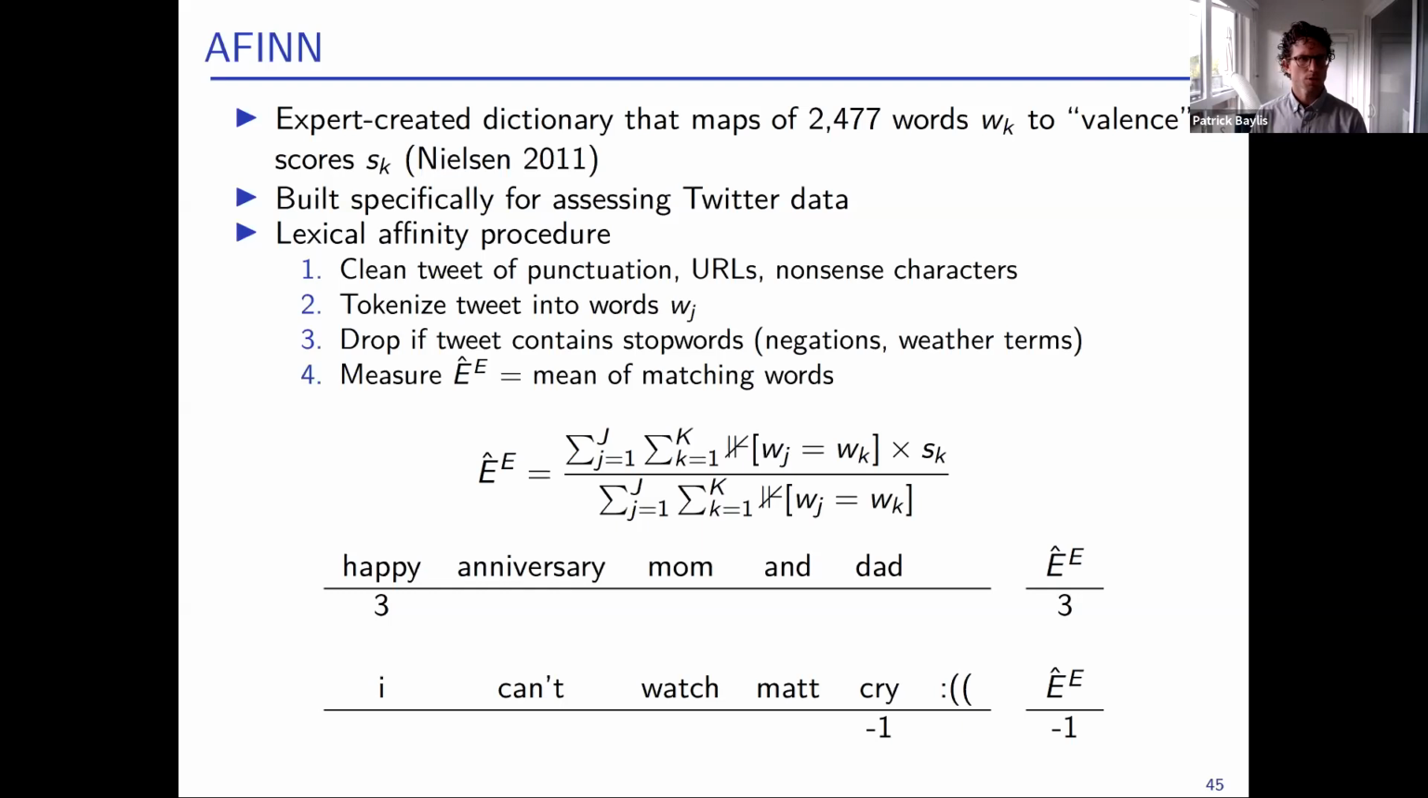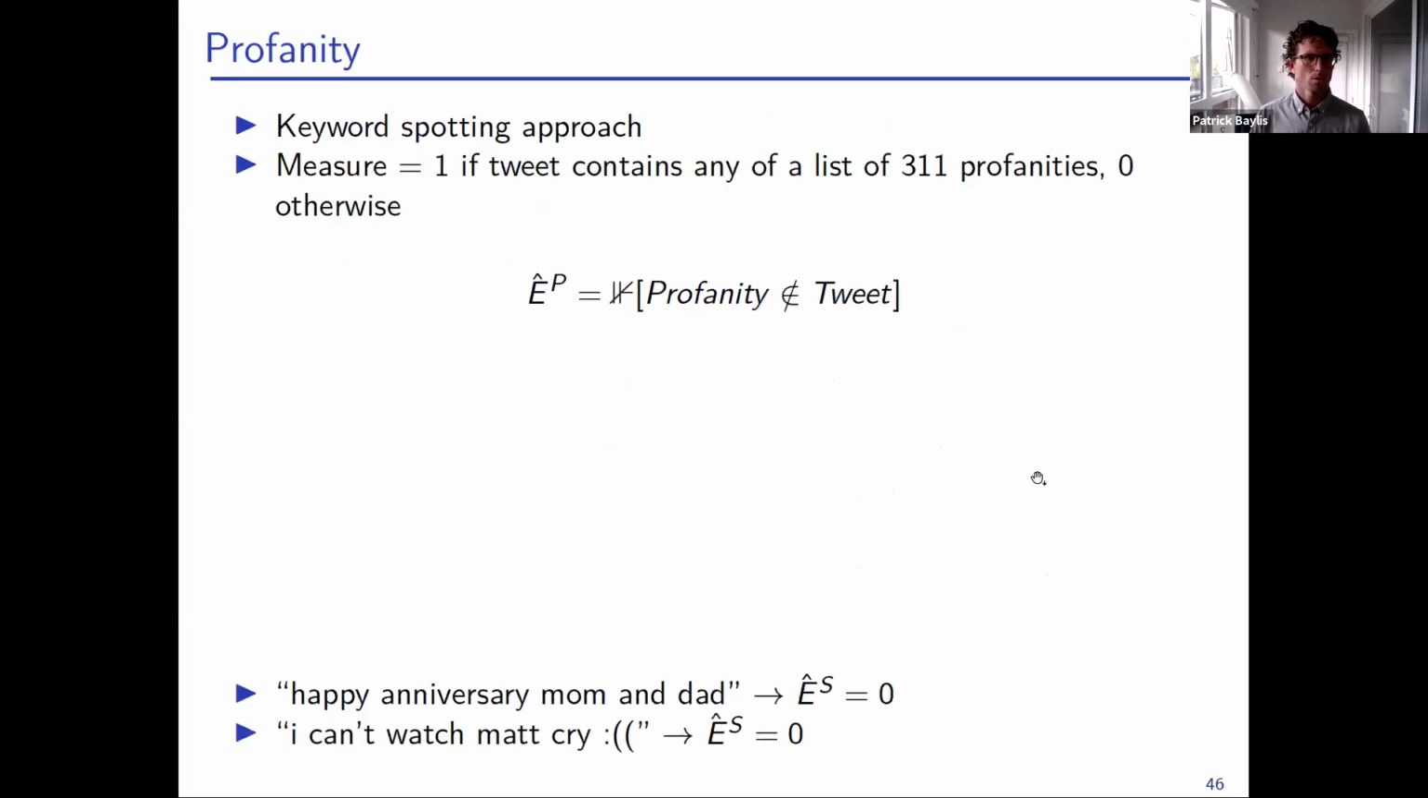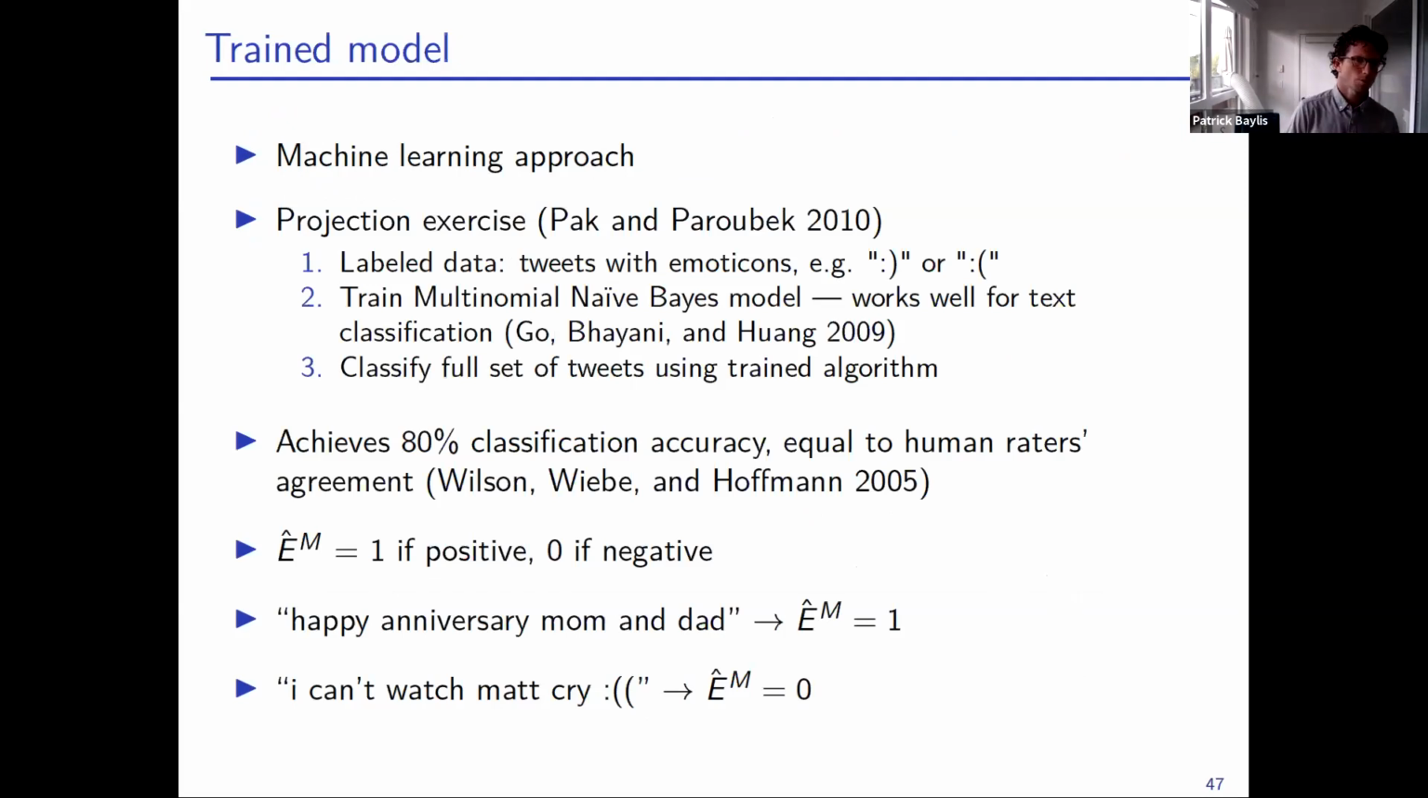The only difference here, and the only one I think we should spend a little more time on, is the ML measure. This is what I call the emoticon-trained model. It's just a machine learning approach. The idea is it's a very basic projection exercise. So we start with our labeled data. That's just tweets with emoticons. Again, at the time of this writing, this tells you how quickly things change.